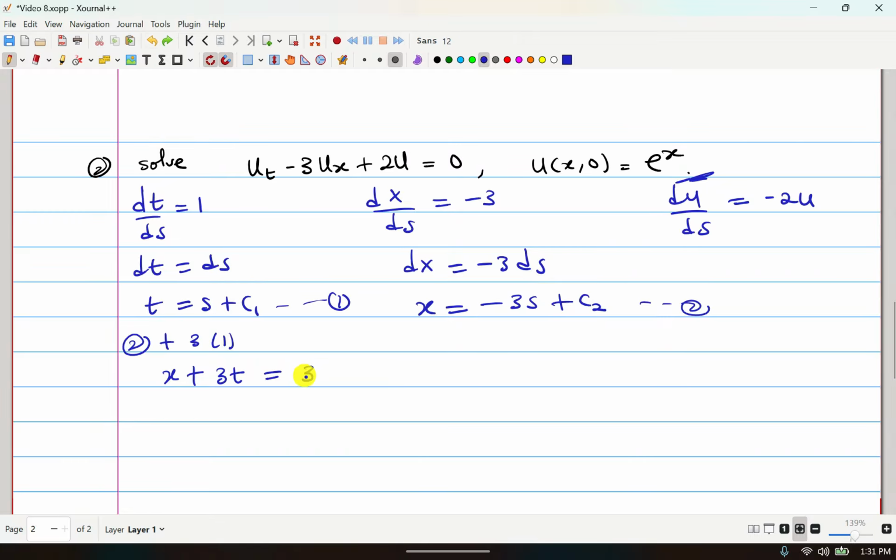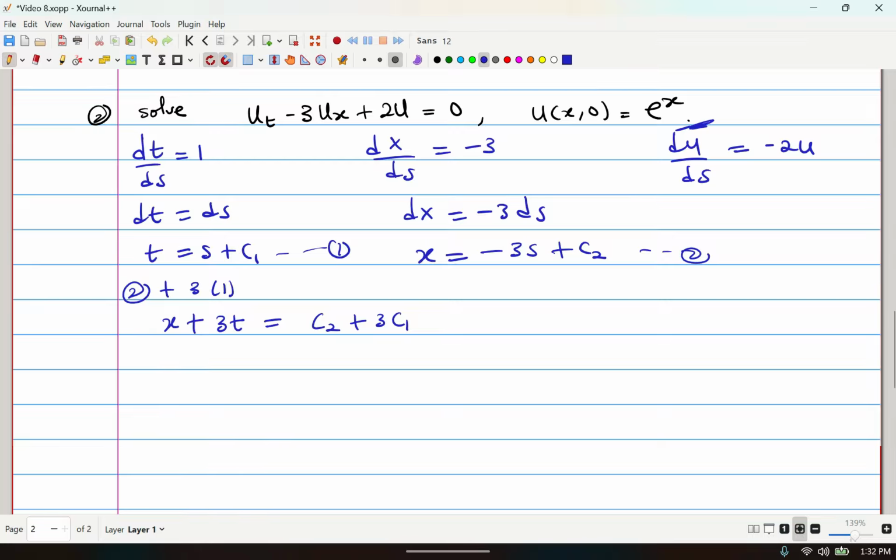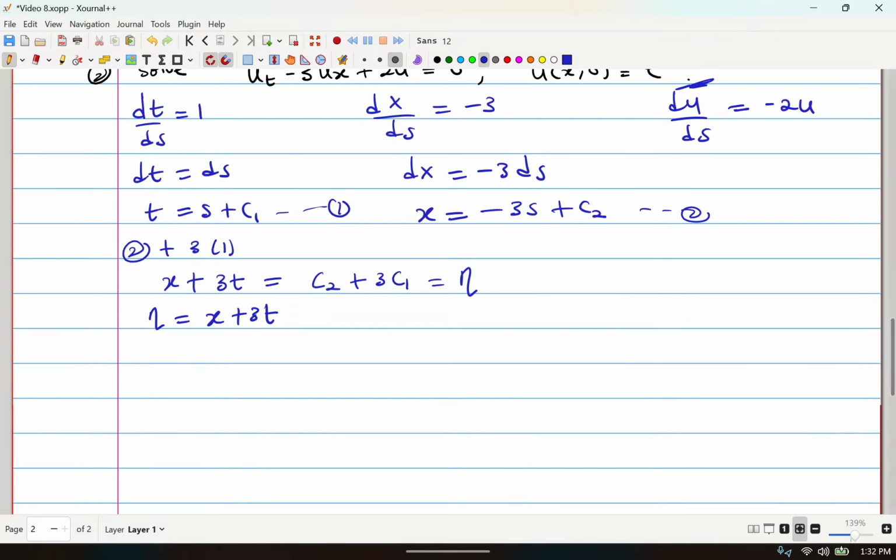But you're going to have 3c1, or you're going to say c2 plus 3c1. Okay, and that is your constant expression, which is either here, or you can call it whatever you want. So we know along characteristics the expression x plus 3t is always constant. Now that we know this is always constant, we go back to the solution that we are looking for, the u, and then we solve for that differential equation.